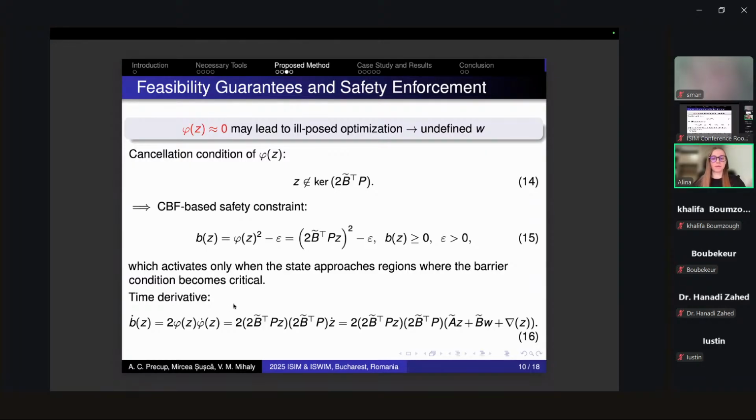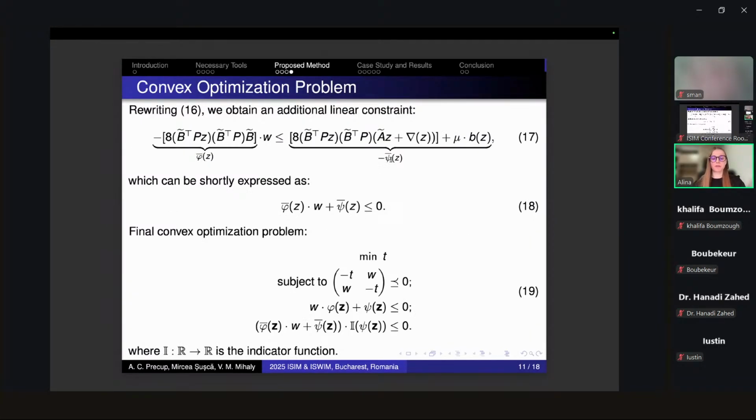The time derivative of b is computed also in 16. Using the expression of b dot from the previous slide, we obtain the inequality in 17. The inequality is linear in the variable w, and it can be written compactly as in 18. The final convex optimization problem is given here. The auxiliary input w is then computed as the solution of this convex optimization problem.